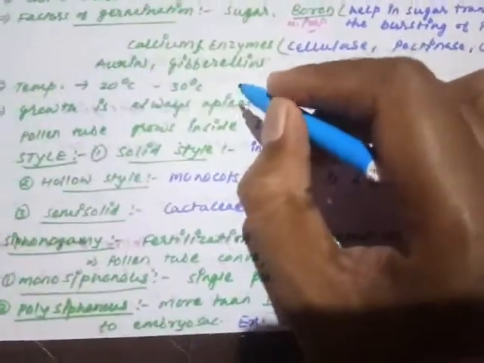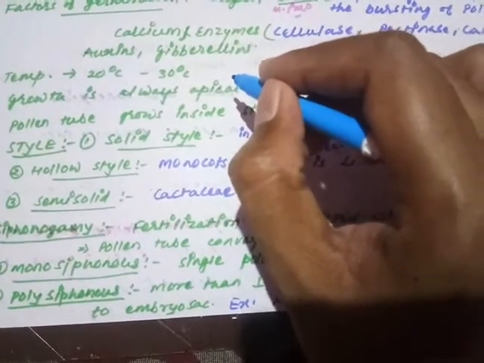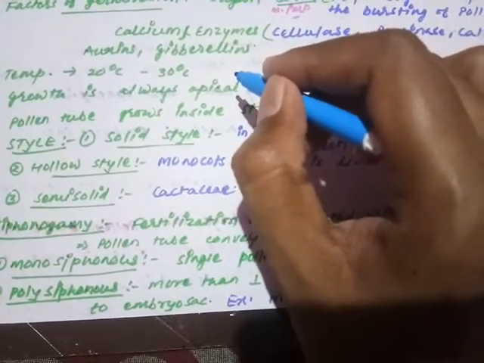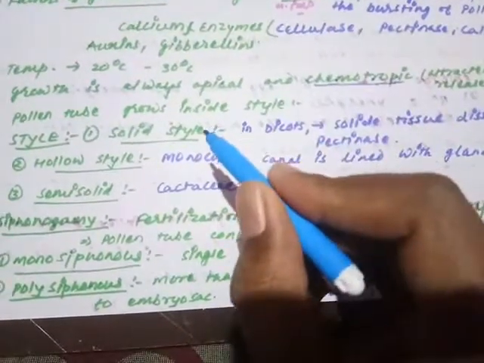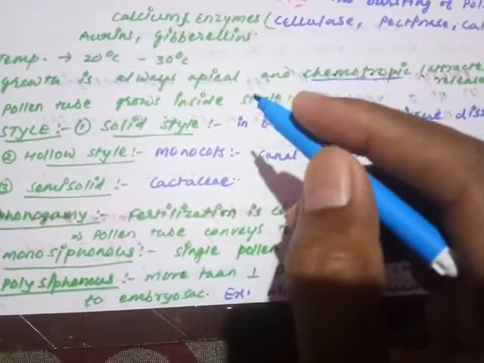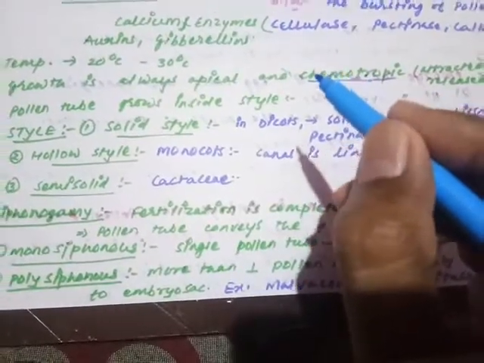The optimal temperature range for pollen tube growth is 20 degrees C to 30 degrees centigrade. One very important point: the growth of the pollen tube is always apical, as we have already discussed in the previous lectures. The growth of the pollen tube is always apical and it is chemotropic.